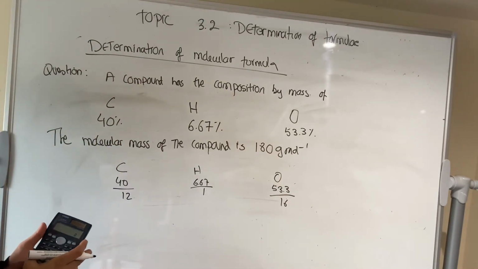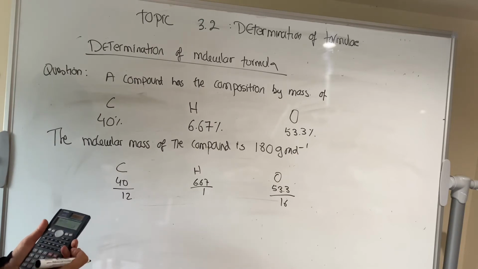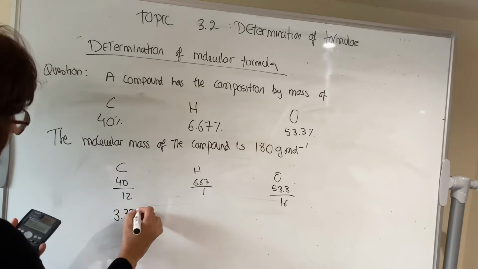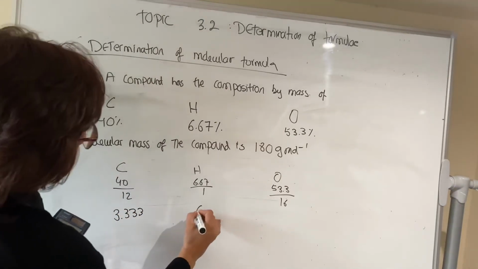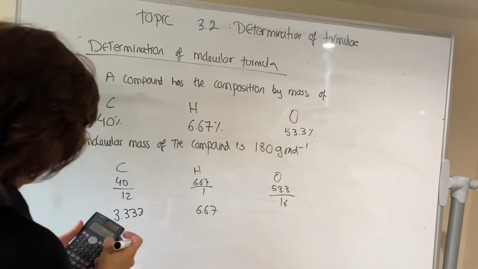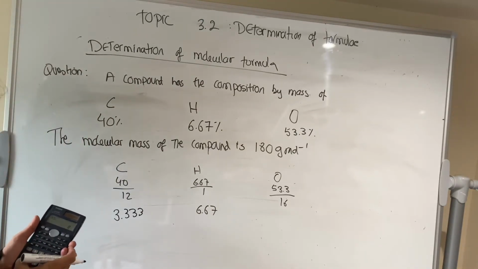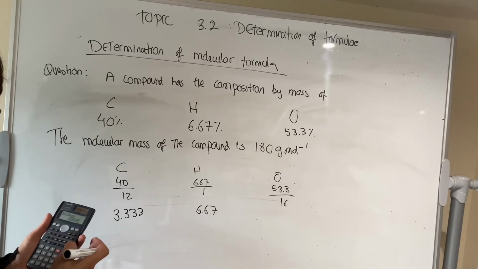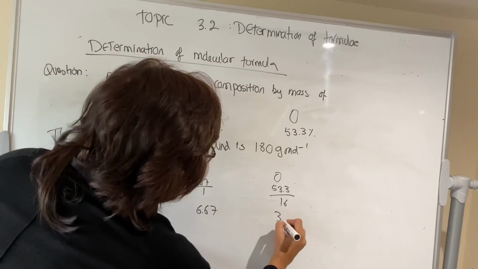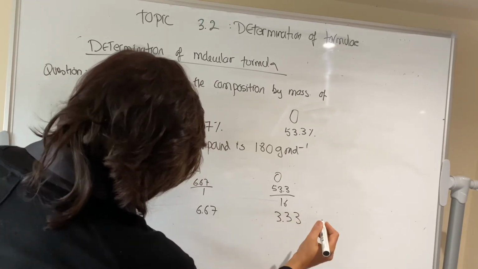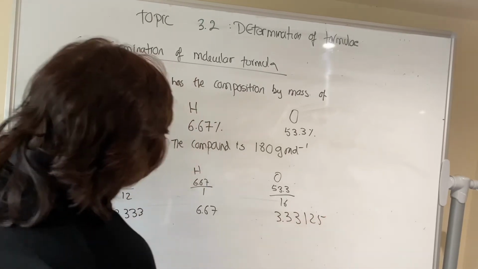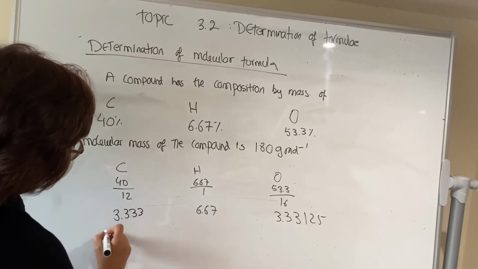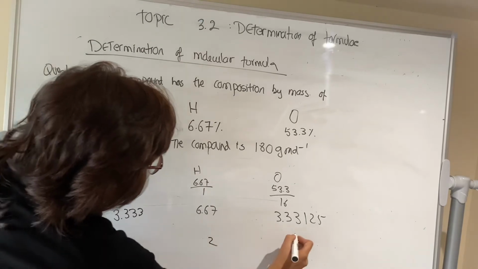So 40 divided by 12 gives you 3.33. Then hydrogen gives you 6.67, and 53.3 divided by 16 gives you 3.33125. So if you divide all of it by the smallest one, which is this one here, that will give you 1 to 2 to 1.